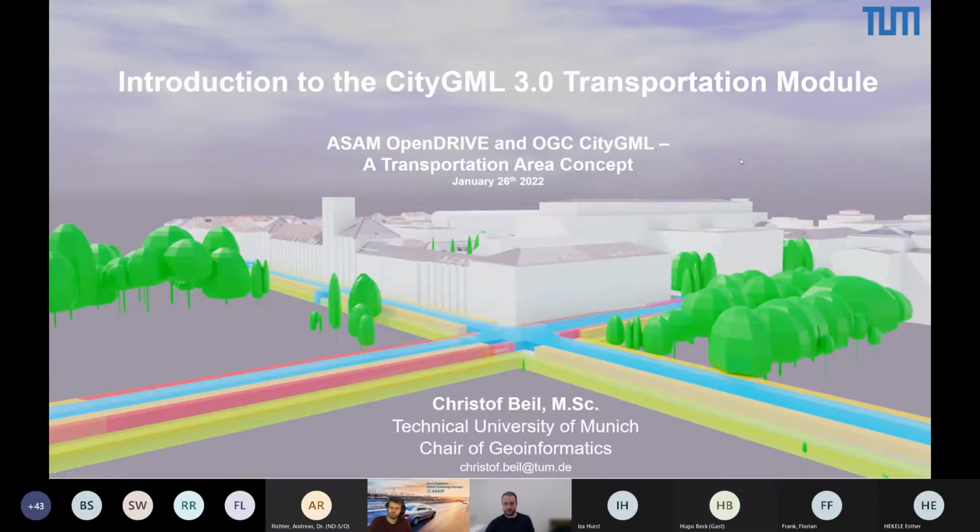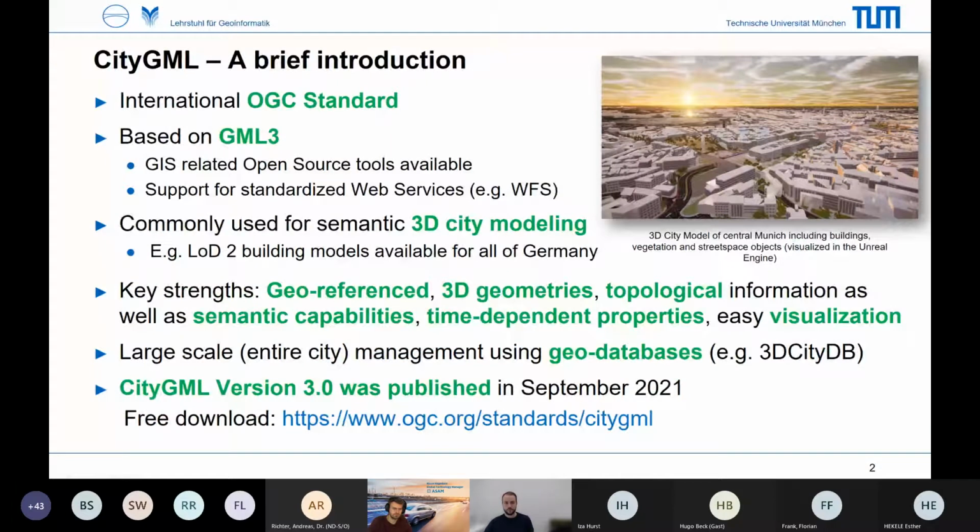First, when we go to the next slide, let's have a brief overview and introduction to CityGML in general. CityGML is an international standard issued by the Open Geospatial Consortium, and it is based on the Geography Markup Language. This means that GIS-related open source tools are available to manage and handle this kind of data. There's also support for standardized web services, such as Web Feature Services for CityGML. And CityGML in general is most commonly used for the modeling, exchange and storage of semantic 3D city models.